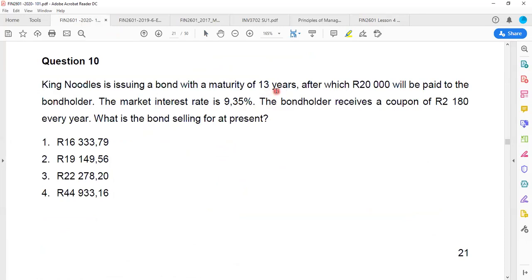13 is N, 20,000. Identify what the FV is, what the PV, PMT is, and so forth, and then calculate the price of the bond. Please try that, and then when you're done, put the recording on continue.